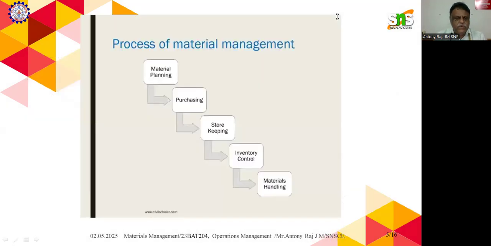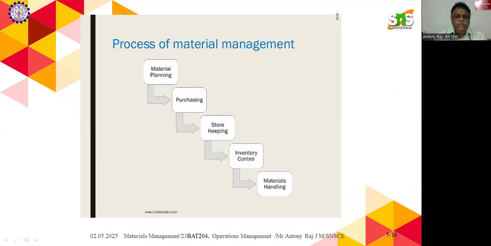And this is one more visual representation of the process of material management. First, we start with material planning. Once we are done with the planning, then we go for the process of purchasing. Once we are done with the purchasing, there is a process of storekeeping. Basically, it is ensuring the materials are stored properly, retrieved properly, and accounted properly. A lot of aspects come into storekeeping.